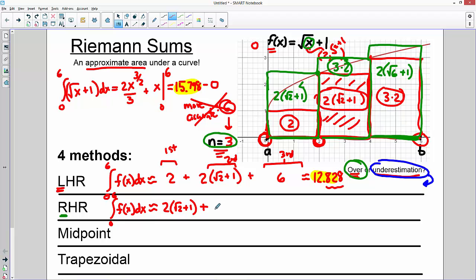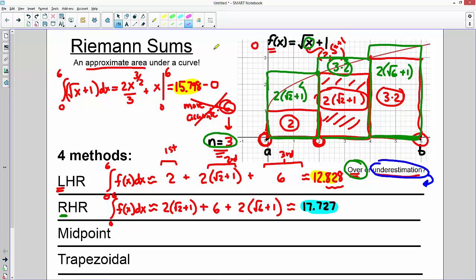And then the middle one was 6, right? Or 3 times 2, like I just said, you probably want to leave it as 3 times 2. And finally, 2 times square root of 6 plus 1. And if you threw that in a calculator, you're going to get 17.727. Okay, and notice this is much higher. This is much higher than the actual. The actual is 15.798.